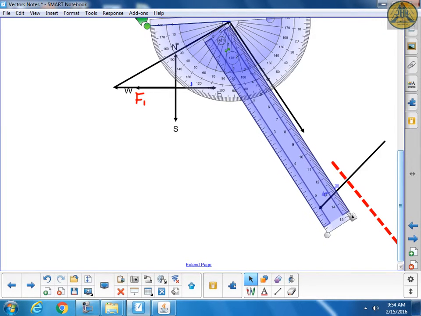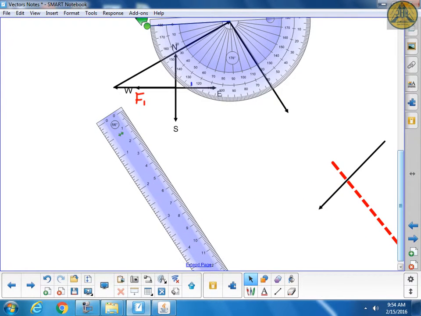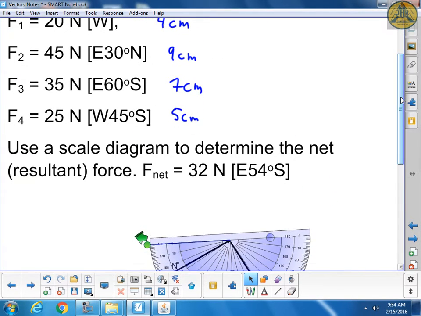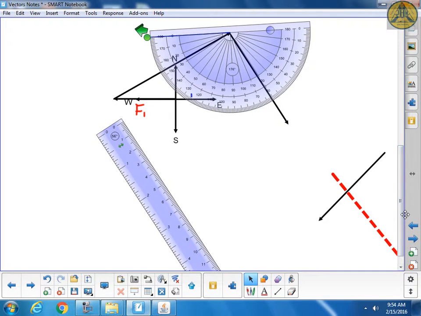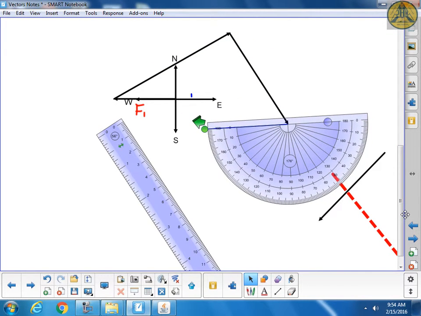And the last one, 5 centimeters, west 45 south. So we're still going south, so protractor is still going to be upside down. So it's point west, and then 45 degrees towards the south. Make your 5 centimeter line through that point. That's pretty close. Now I have to adjust the size of that arrow.